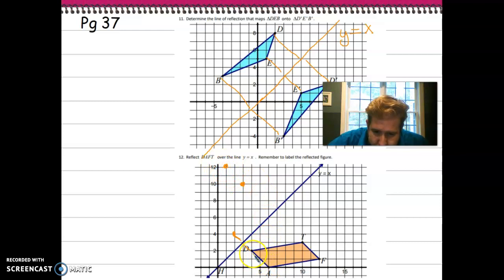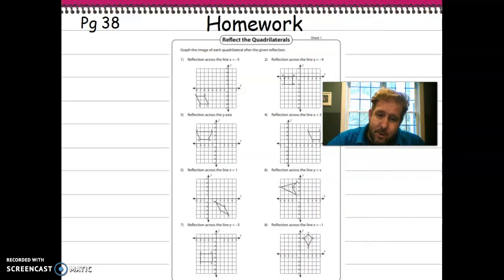And A is 1, 2, 3, 1, 2, 3. Connect them up, and we should have the exact same figure, flipped to the other side. So when you have a diagonal line, you're just going to simply count diagonally instead of counting horizontally and vertically. So that's really the only difference.